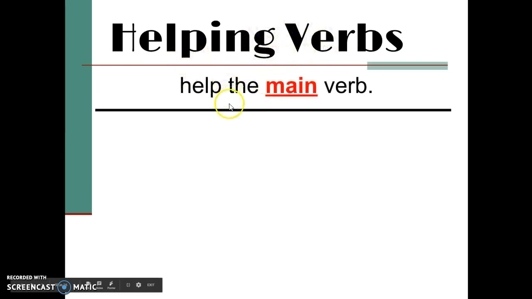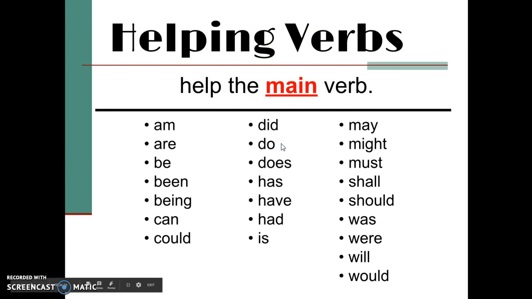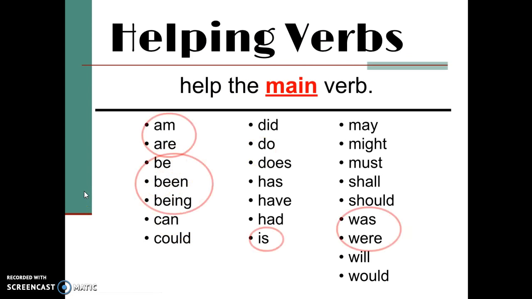So again, helping verbs help that main verb. And here they are. When we think about grouping them in some way, am and are all begin with an A. Be, being, been begin with a B. Is, was, and were, all of these red circled ones are also linking verbs. They're the same verbs that we memorized for our first list. We have to think about them differently now, though. If they're in front of another verb, they're helping verbs. If they're by themselves, linking something back to the subject, they're linking verbs.